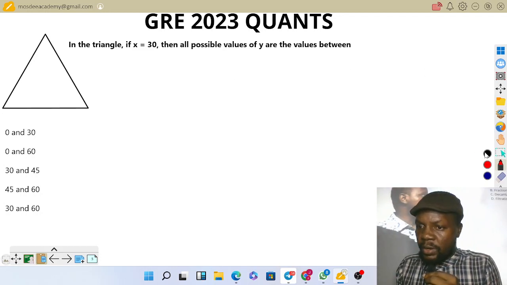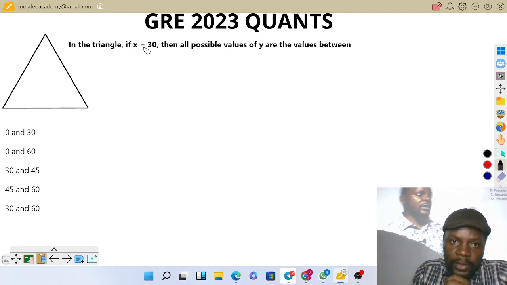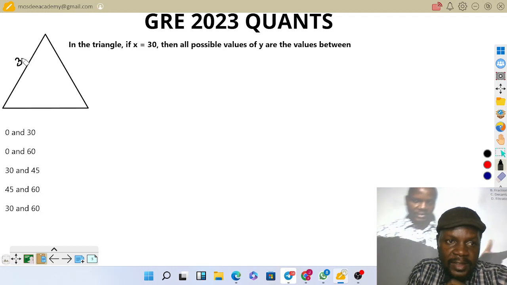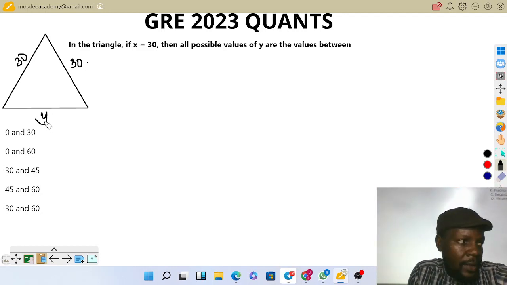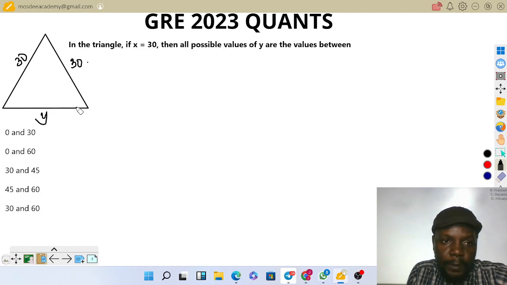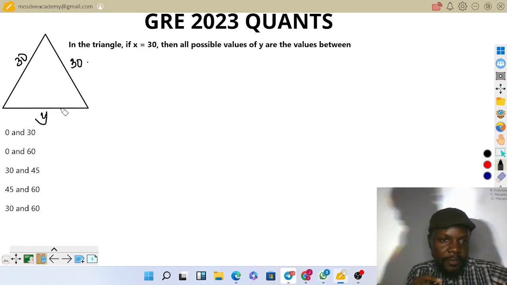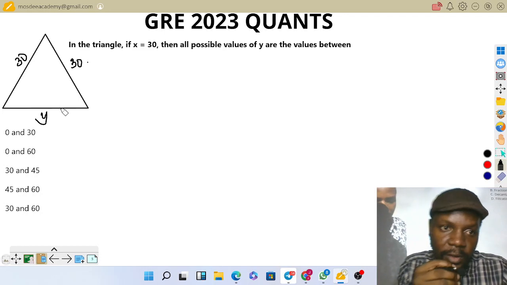knowing what we call the inequality law of triangle. So we were told that this side is 30, this is also 30, and this one is Y. So guys, I'm going to stop here for you to attempt it first. Let's see what you can do. Apologies, just a minute.